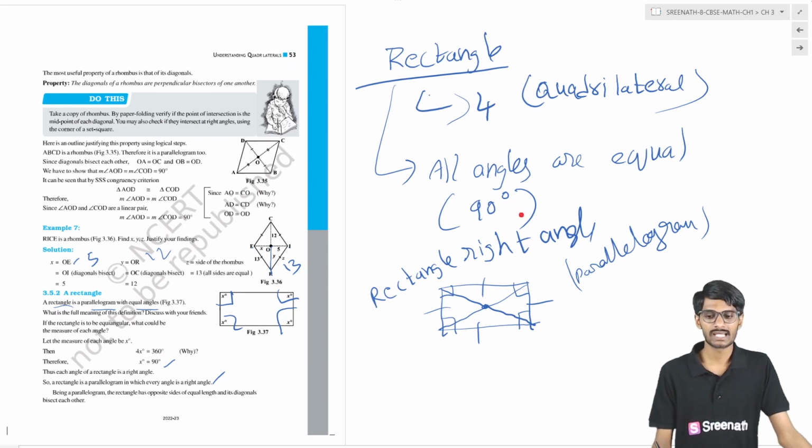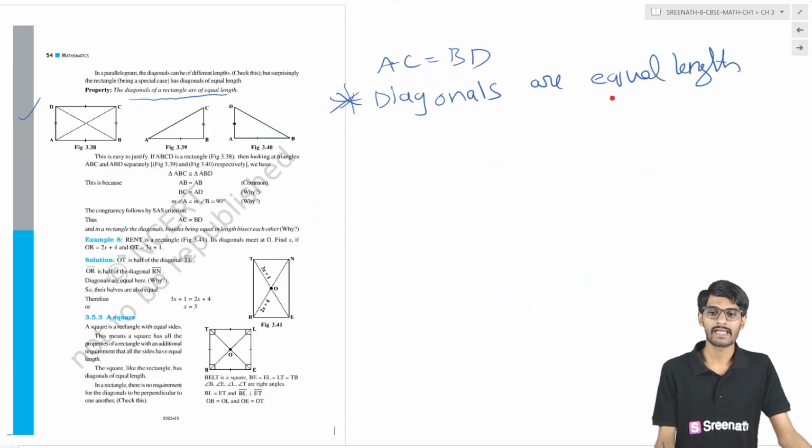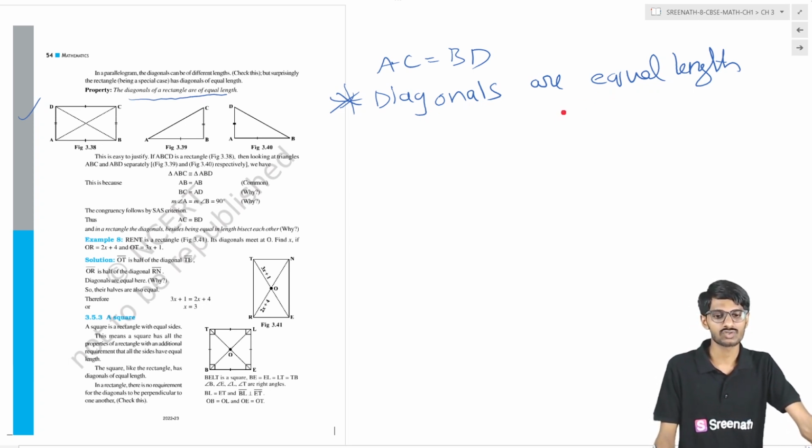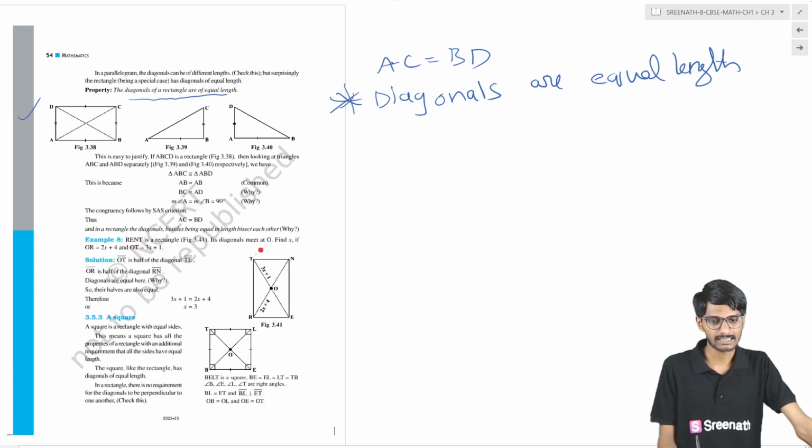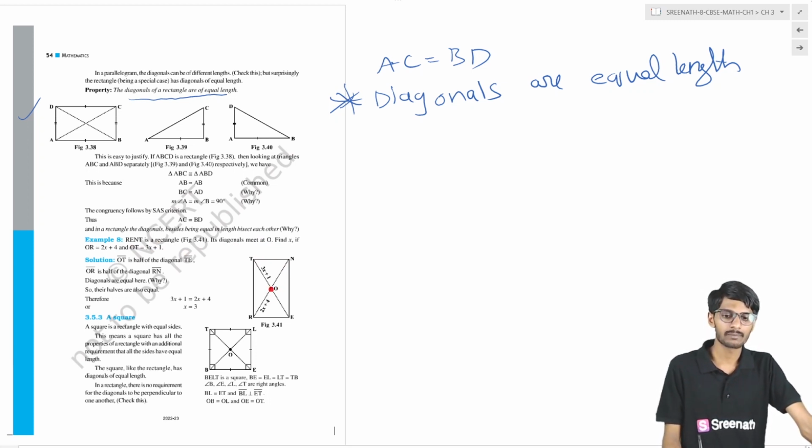All the angles equal 90 degrees and opposite sides are equal. And one more thing is the diagonals have equal length and the diagonals bisect each other. Okay, students, this is what we have learned. So take the example of a rectangle. If its diagonals meet at O, find the x value. Basically they are meeting at this point, and from this point to this point is 3x plus 1. From this point to this point also 3x plus 1.